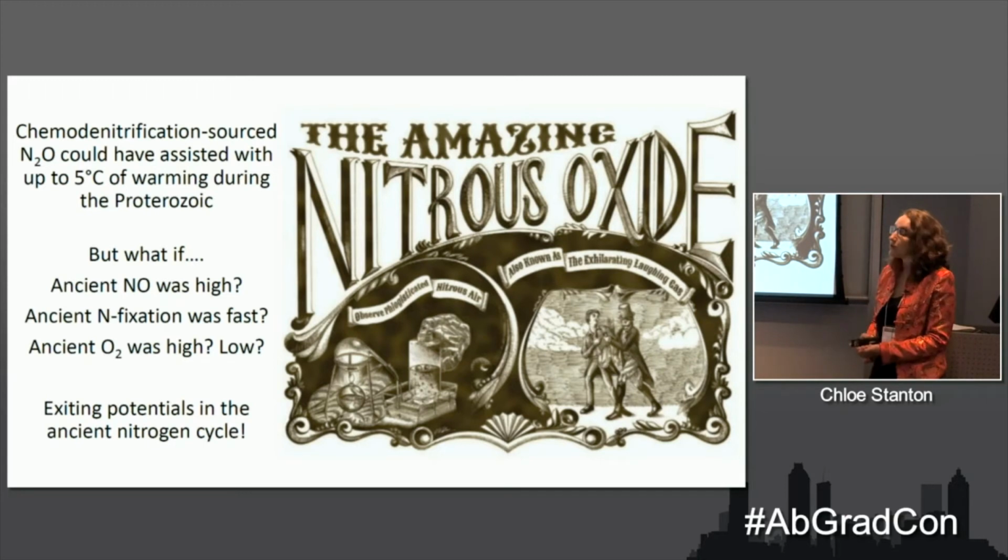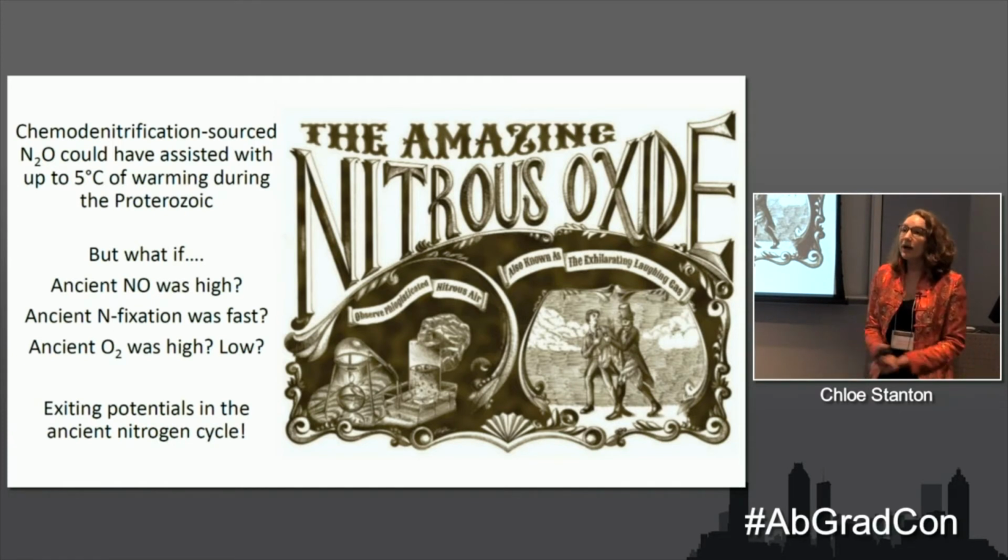So just to conclude and wrap up, the climate modeling that we've done assumes that we can get up to 5 degrees of warming from nitrous oxide just from chemodenitrification. But we have built a couple of assumptions into these calculations that I think have a little bit of wiggle room, and I think it's really exciting to start thinking about how this affects the rest of the ancient nitrogen cycle, and in turn how further ancient nitrogen cycle studies could affect chemodenitrification.